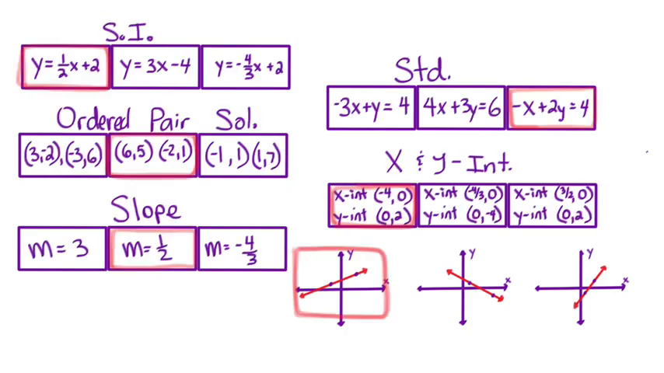And if I have all this information, I could see I'm going to find a match from my standard form to my slope-intercept form to my ordered pairs to my slope to the graph and my x and y intercepts, right? We are doing it with 6 pairs. And there's more to come on that if you need help.